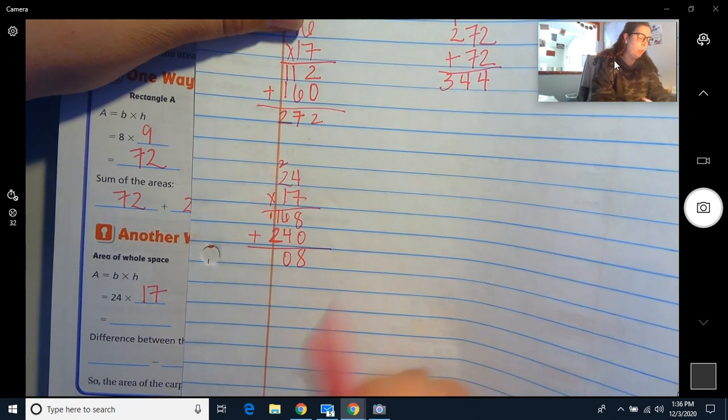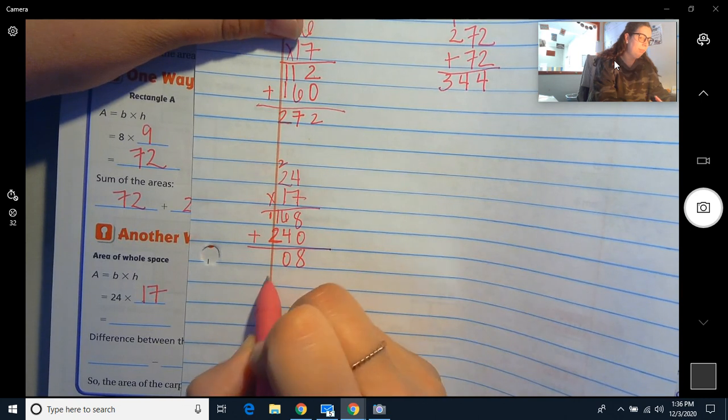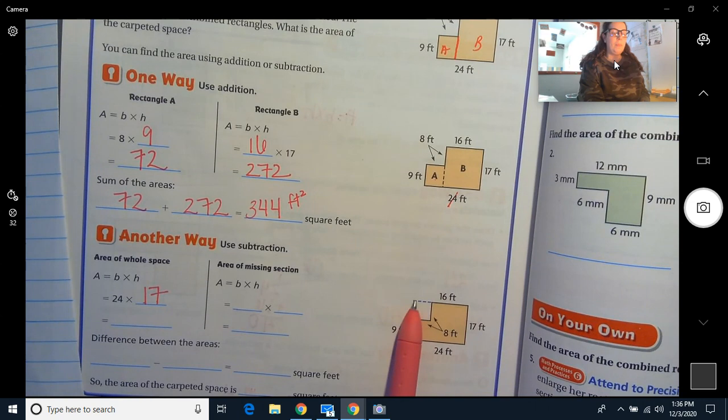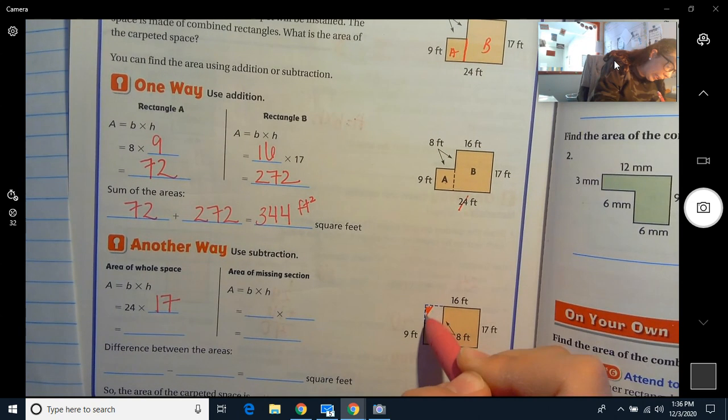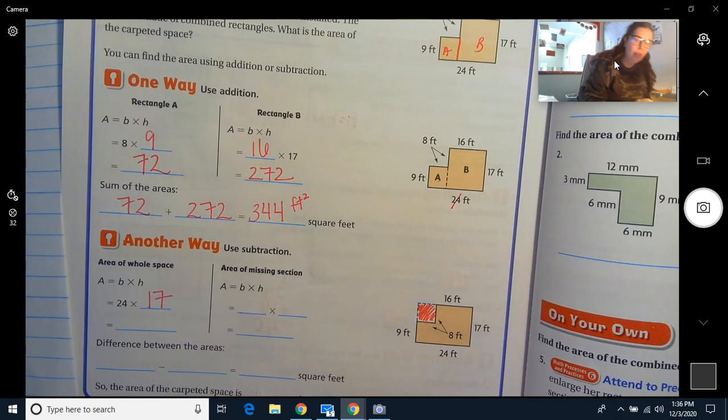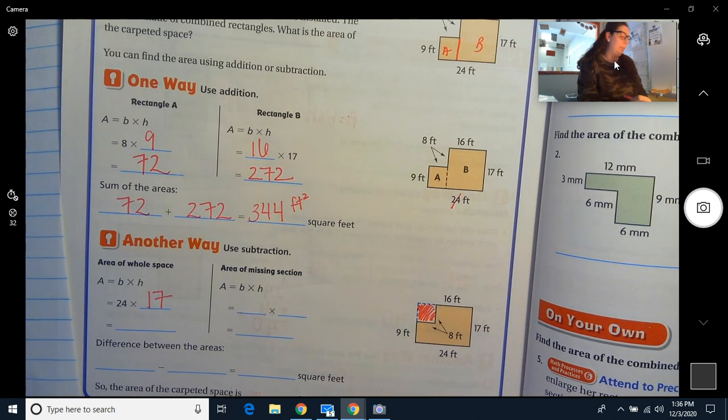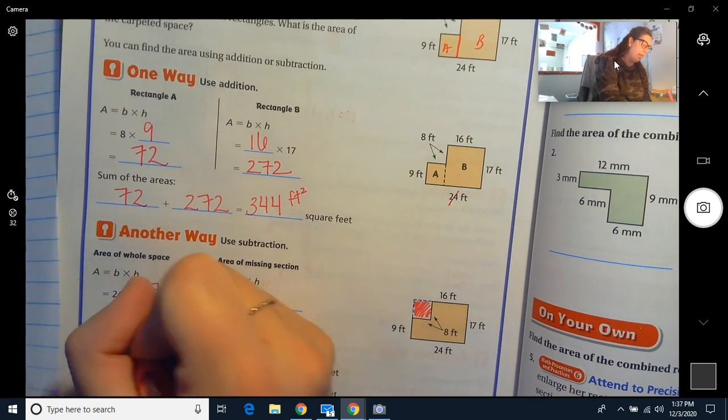2 plus 1 plus 1? 4. Okay, so 408. That is for this whole shape if this were one big rectangle with what I'm coloring in included, okay? That's included in that shape. So that's 408 right there.